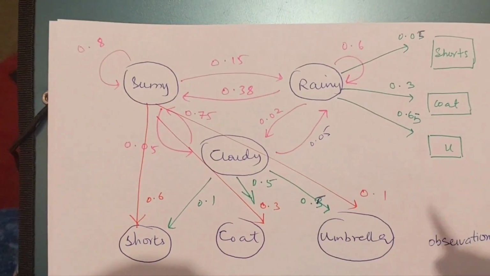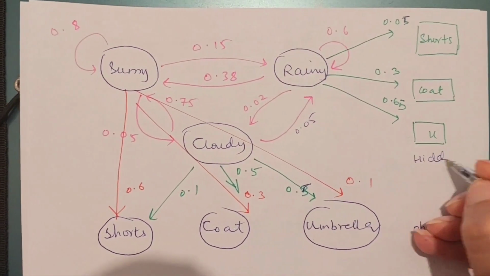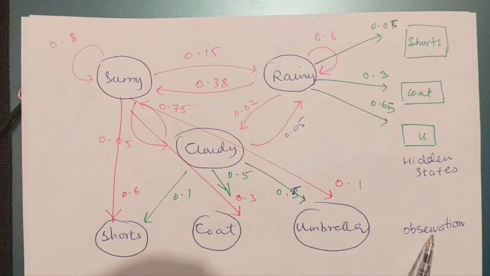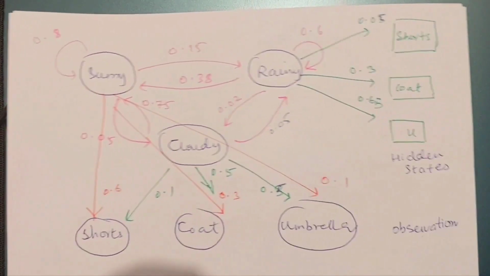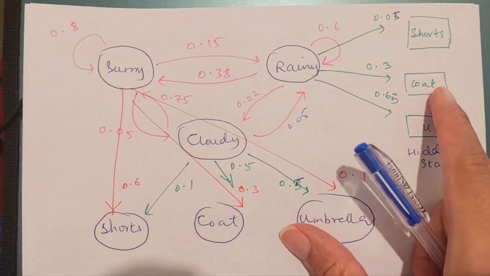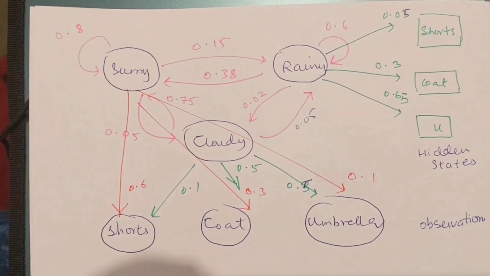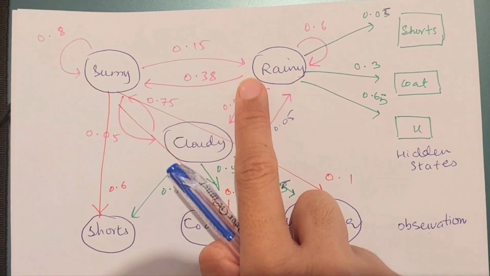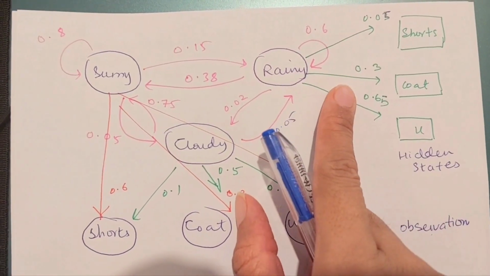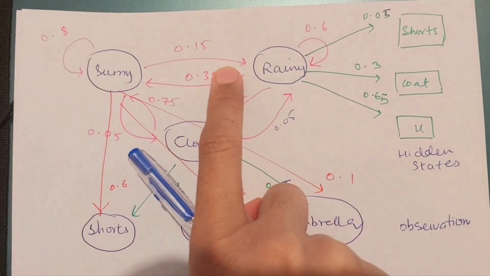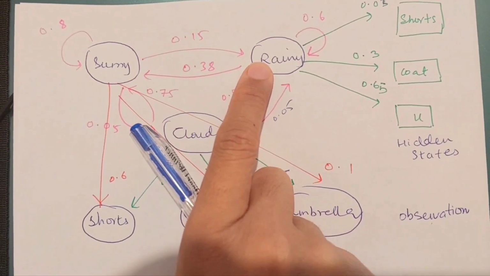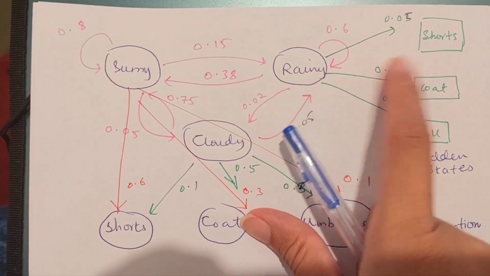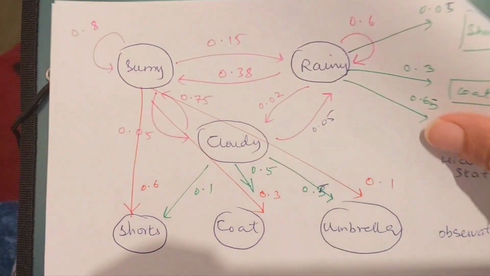So these states of weathers are actually hidden states, and these observations are the ones which we are actually observing. So let's see, I have plotted this hidden model already. For this hidden model we have got some transition probabilities and some emission probabilities. The transition probabilities are the weights which are relating the states with one another, and emission probabilities are relating these states with the outputs, or in other words, observations.